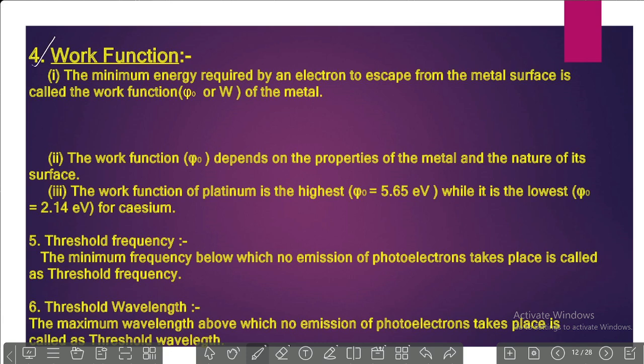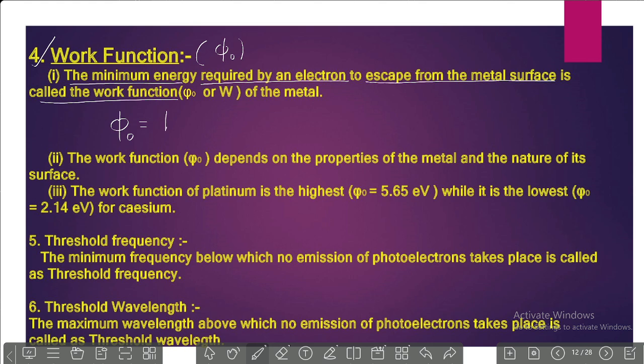Now the next point: work function. Let me explain, and after that you write. So what is work function? The work function symbol is phi naught. Listen all of you, this definition will come in the board exam also. The minimum energy required by an electron to escape from the metal surface is called work function. It is the minimum amount of energy required to remove one electron from the metal surface. The unit will be electron volt or joule.